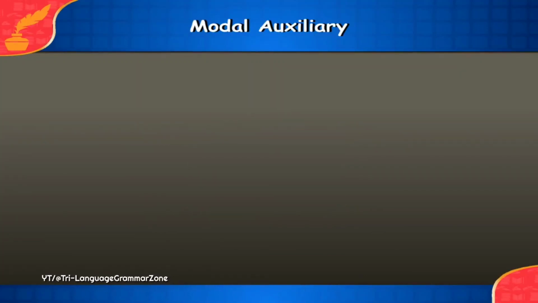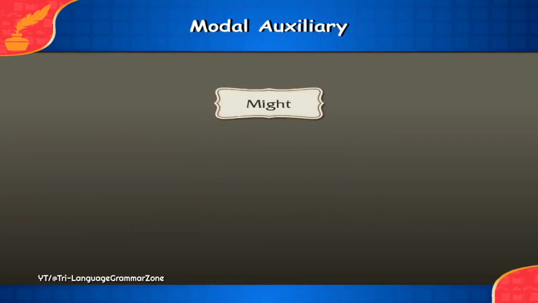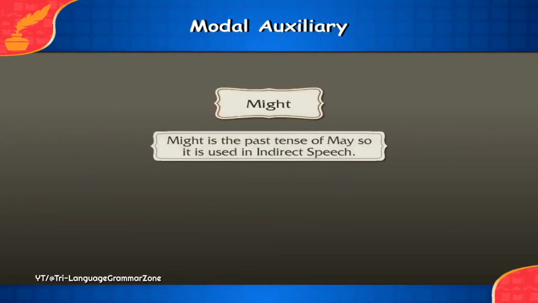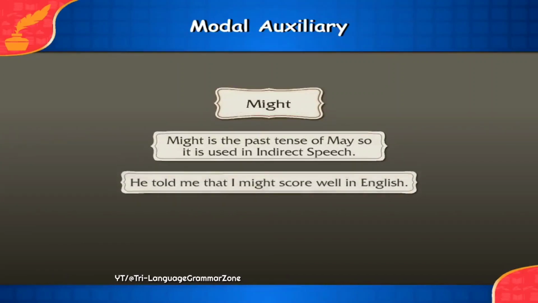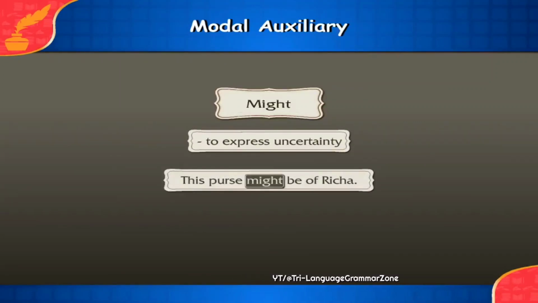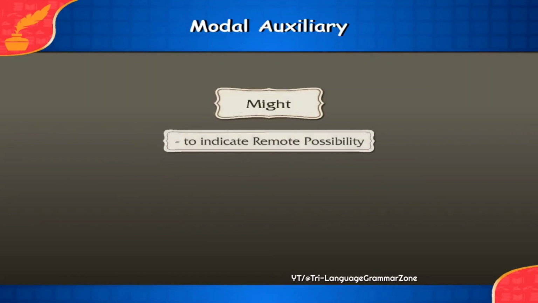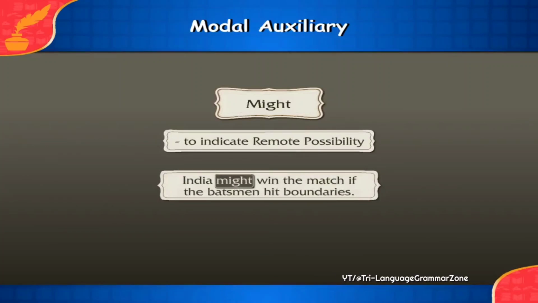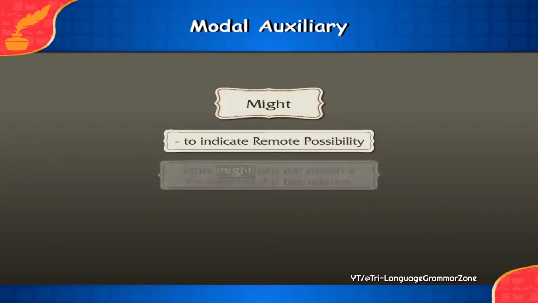Now, let's study the next auxiliary, might. Might is the past tense of may, so it is used in indirect speech. For example, he told me that I might score well in English. Might is used to express uncertainty. For example, this purse might be of richer. Might is used to indicate remote possibility, which means that the chances for something to happen are few. For example, India might win the match if the batsmen hit boundaries.